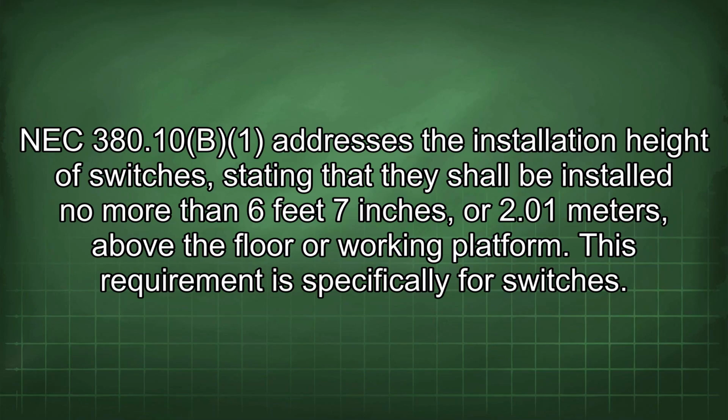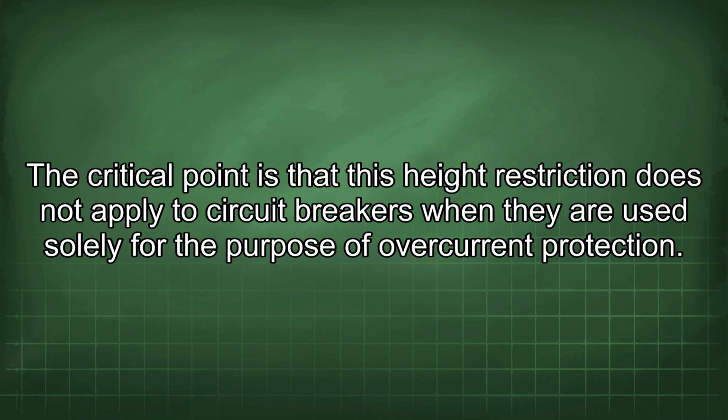NEC 380.10(B)(1) addresses the installation height of switches, stating that they shall be installed no more than 6 feet 7 inches, or 2.1 meters, above the floor or working platform. This requirement is specifically for switches. The critical point is that this height restriction does not apply to circuit breakers when they are used solely for the purpose of overcurrent protection.